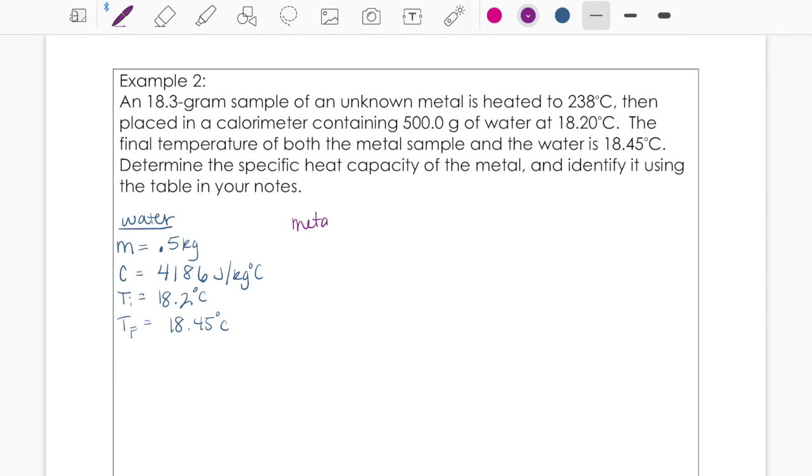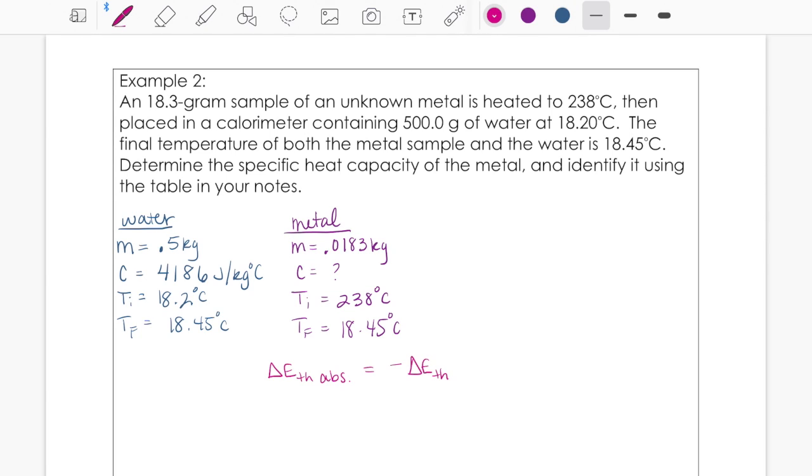And so next I'm going to look at the unknown metal. The mass they gave us in grams, I have to convert it, so 0.183 kilograms. The specific heat, we do not know. That's what we're going to be trying to calculate. They did give us the initial temperature of 238 degrees Celsius, and the final temperature is going to be the same as the water, so 18.45 degrees Celsius.